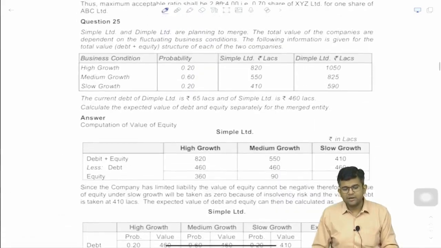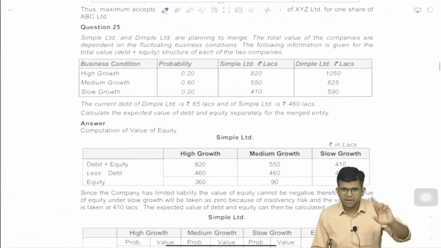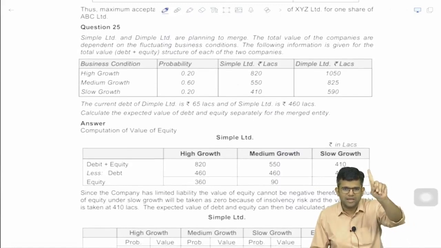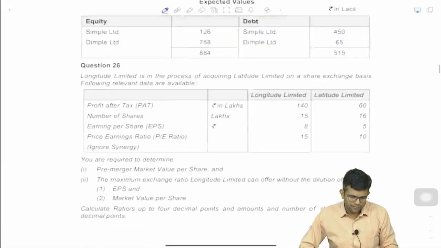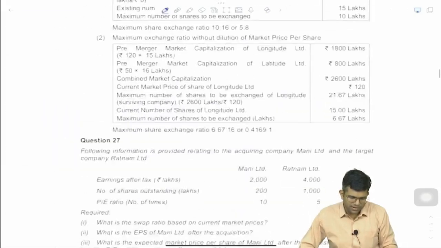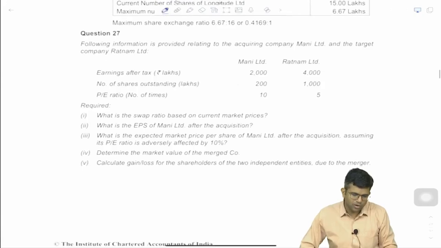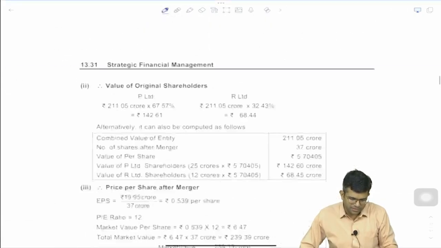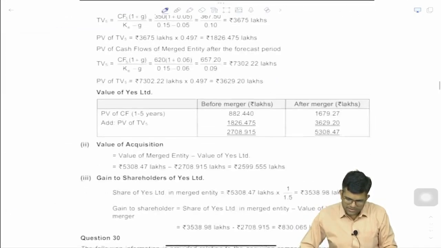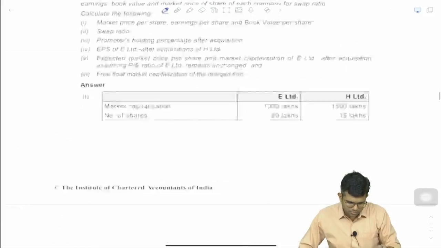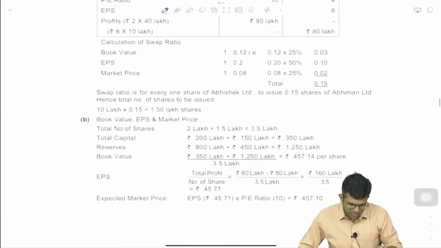But in ICAI, earlier part A, part B, mergers and corporate valuation was one chapter. You're understanding? Both of them were one. Now they have bifurcated it into two. That is why I don't have a corporate business valuation separate chapter in the old. Whatever is there is here only. Wait just a minute. These are all mergers questions.